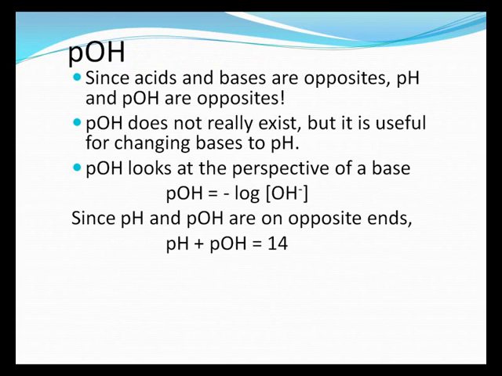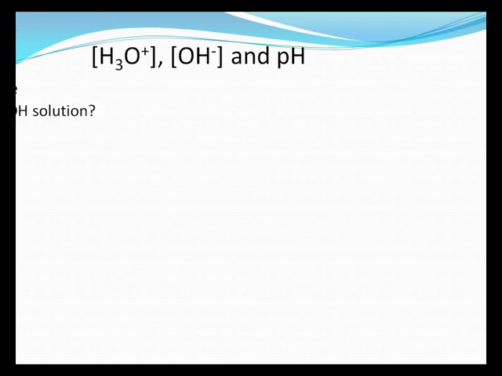And since acids and bases are opposites, pH and pOH are opposites. Now, pOH doesn't really exist, but it's very useful for calculating or determining the pH of basic solutions, or indeed the H plus concentration in a basic solution. It looks at the perspective of a base. pOH is equal to the negative log of the OH minus concentration. And since pH and pOH are on opposite ends, and due to log theory, it turns out that pH plus pOH equals 14. So if you know the pH, you know the pOH, and vice versa.